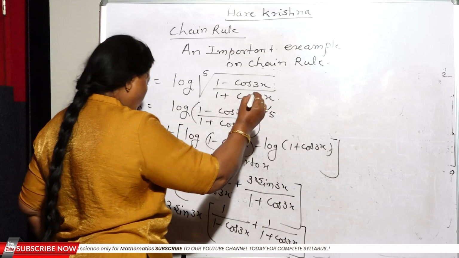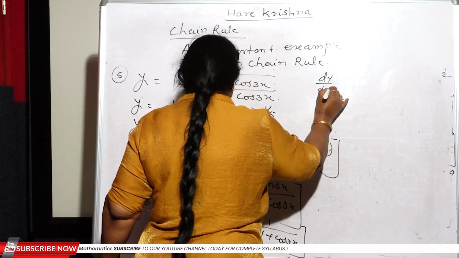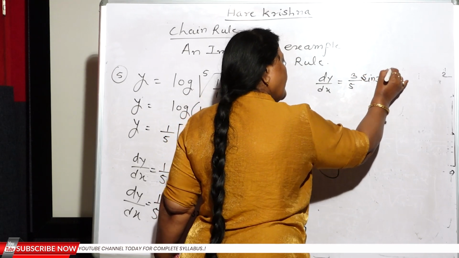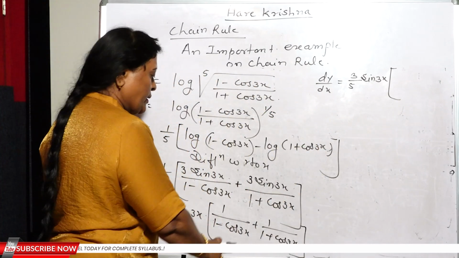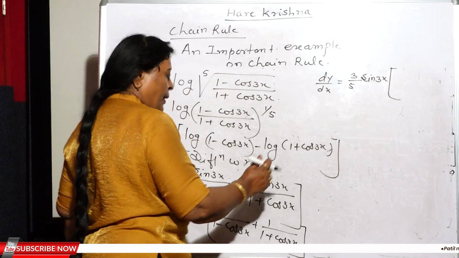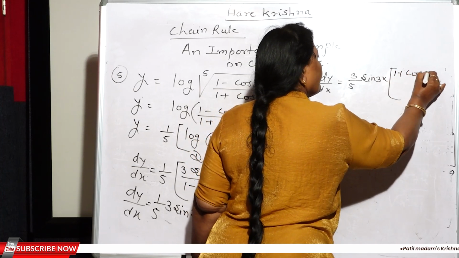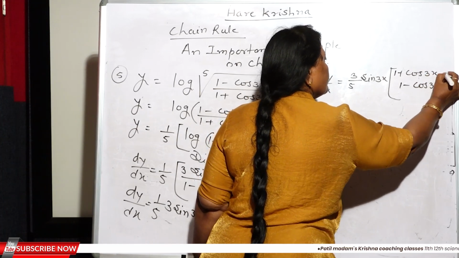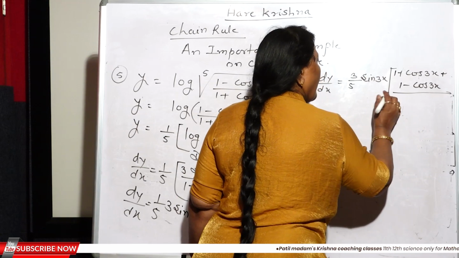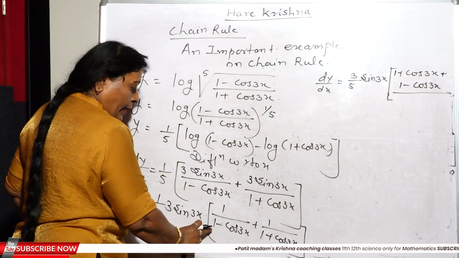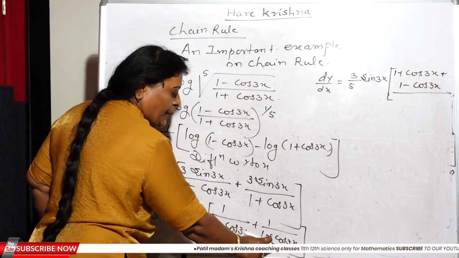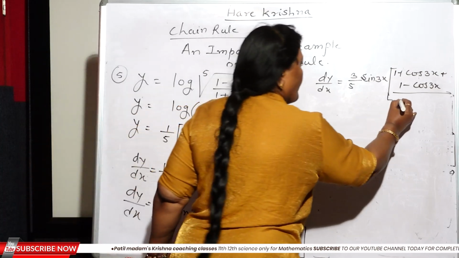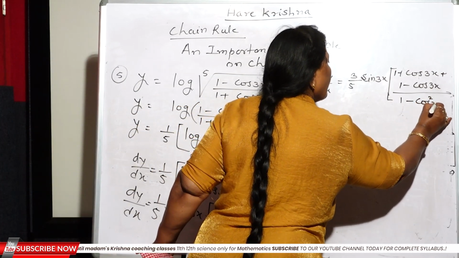Right? Now, this you can write as dy by dx is equal to 3 by 5 sin 3x, and here you can make the cross multiplication. See here, 1 plus cos 3x plus 1 minus cos 3x divided by, again it is just like a minus b, a plus b. 1 minus cos 3x, 1 plus cos 3x, that is nothing but 1 minus cos square 3x. A square minus b square means 1 minus cos square 3x. Right?